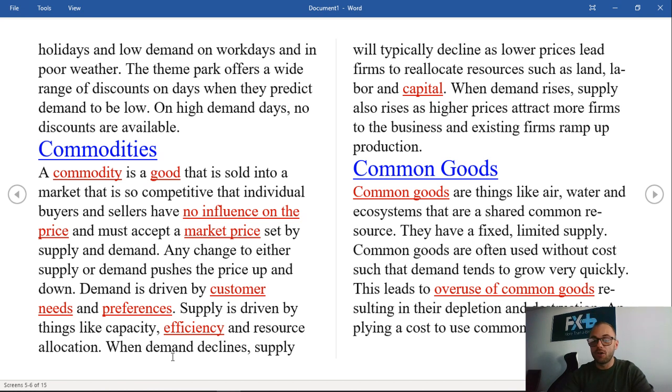When we're looking at common goods, like air, water, ecosystems, they are a shared common resource. They have a fixed limited supply, right? So common goods are often used without cost, so demand tends to grow very quickly. This leads to an overuse of common goods, resulting in their depletion and, of course, destruction, applying a cost to use common goods.